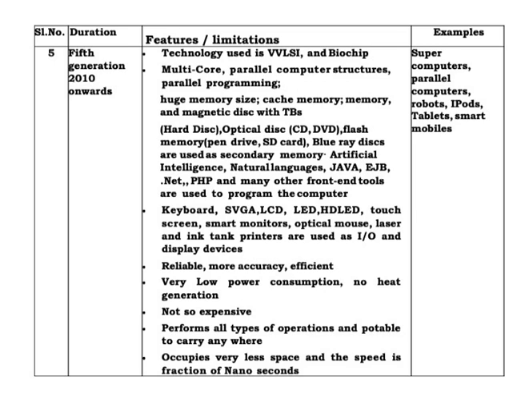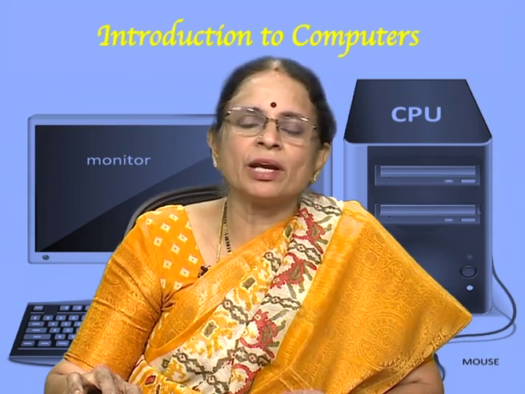The hard disk, optical disk, flash memory, then Blu-ray discs, artificial intelligence, natural language processing, Java, EJB, PHP, NLP, all these things became part of the software being used in the fifth generation computers. Keyboard, SVGA, LCDs, LEDs, HD LEDs, touch screens, smart monitors, optical mouse, lasers and inkjet printers, more and more input and output devices. More reliable, more accurate, more efficient.